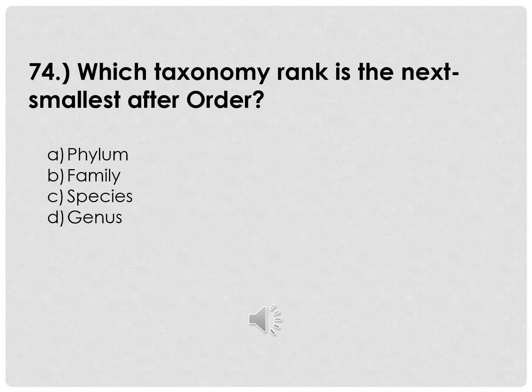Which taxonomy rank is next smallest after order? If we remember our taxonomy mnemonic device, King Philip Came Over For Good Spaghetti, it goes from largest to smallest. We know that after order comes family. So the correct answer is B, family.